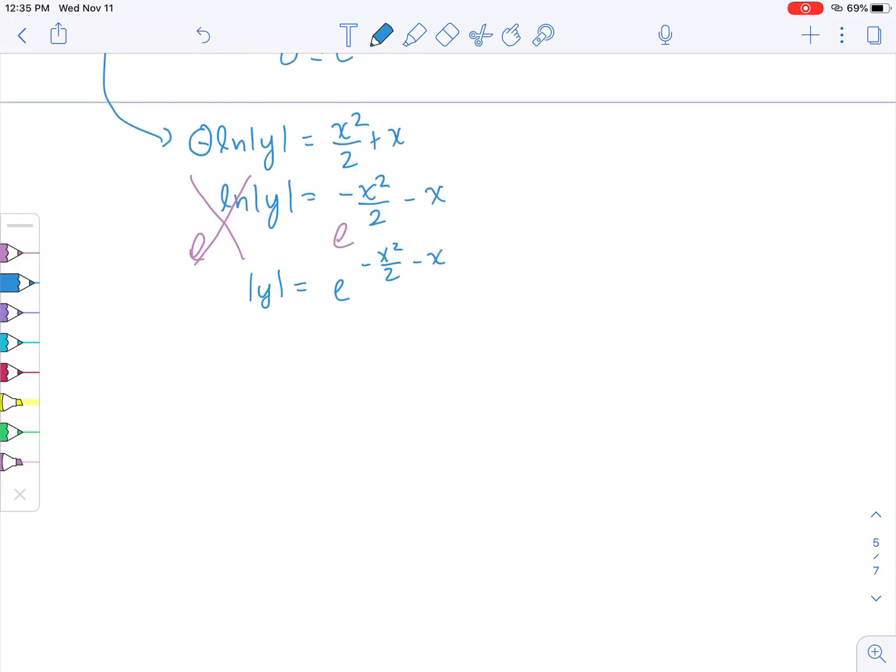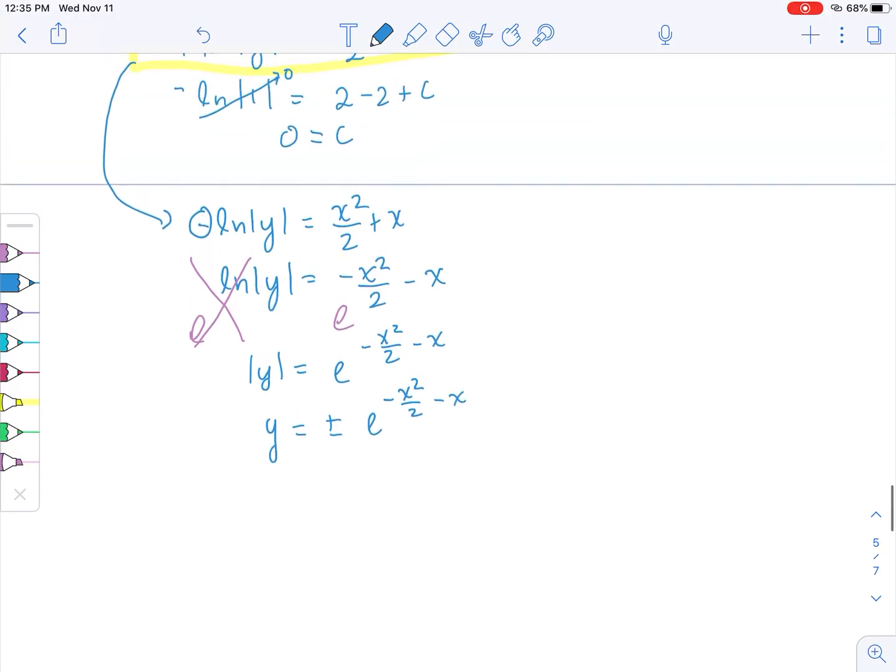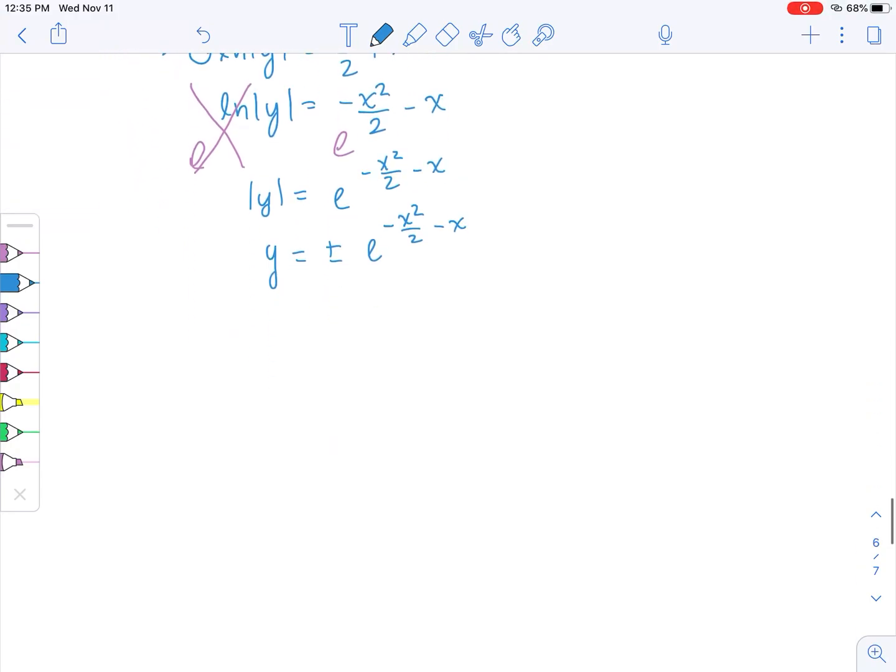When we get rid of the absolute value, we drop the absolute value and stick a plus or minus in front of our e. When we do that, we want to make sure that both of the solution curves work. Currently it's saying that our particular solutions, there's two. There's one in which it's positive e to the negative x squared over 2 minus x, and one in which it's negative e to the negative x squared over 2 minus x.